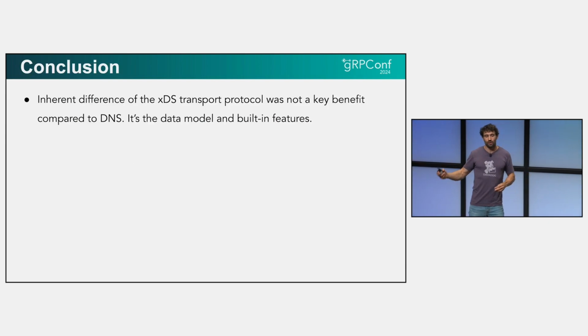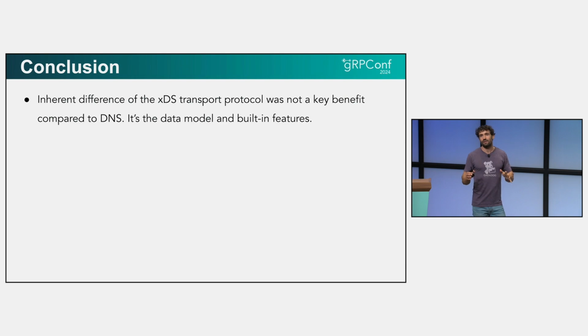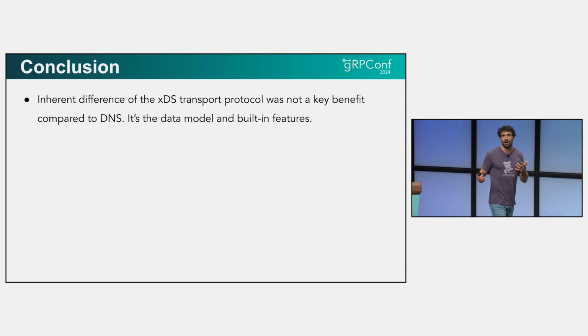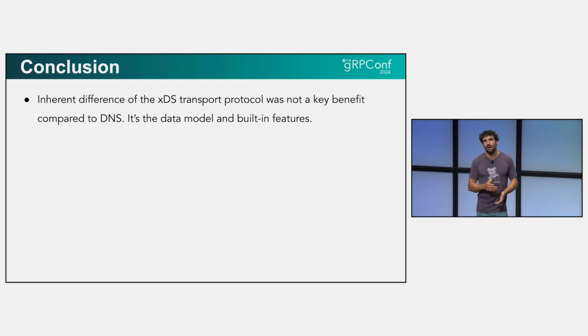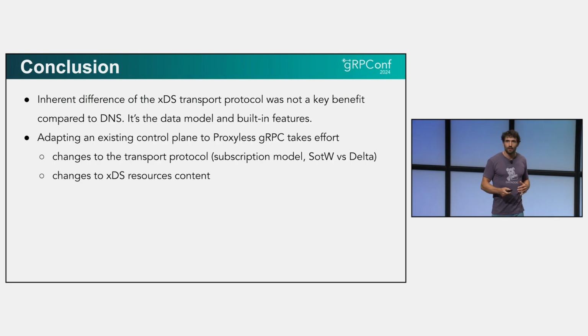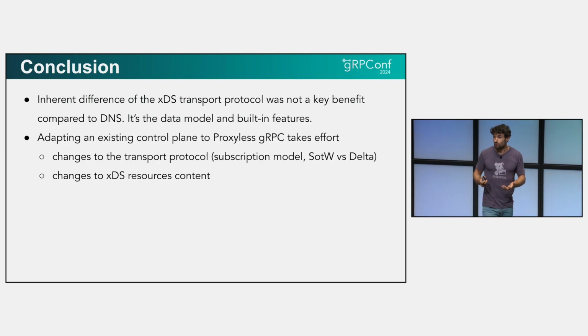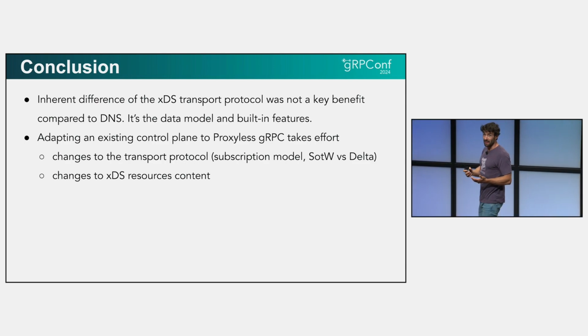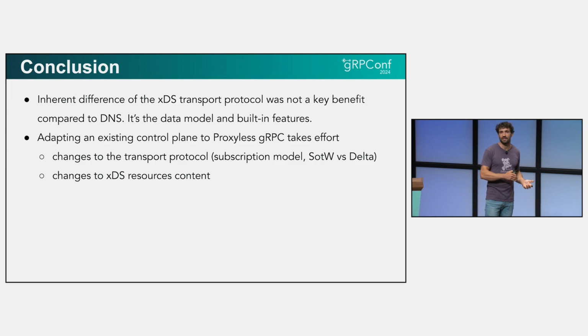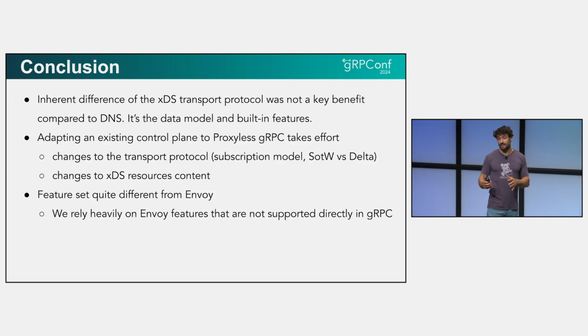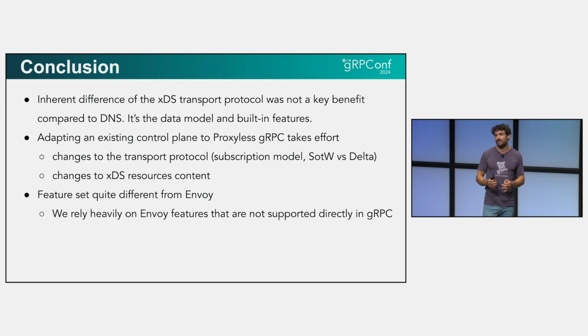So just to conclude, there's an inherent difference in the xDS transport that was not really a key benefit for us compared to DNS. It's really the data model that is important. Adapting our xDS control plane was actually quite a big effort, more than we anticipated. There are changes to the transport and then changes to the xDS resources themselves. The feature set is also quite different. This is clearly something that you need to research a bit.